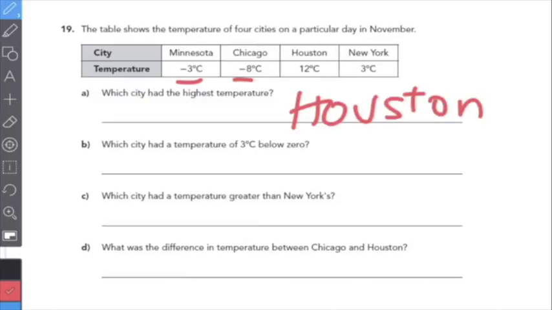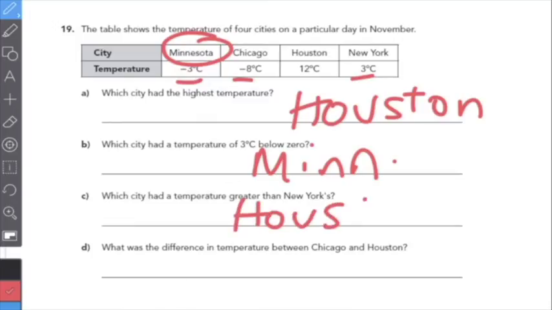Which city had a temperature of 3 degrees below 0, so negative 3? And it says Minnesota, and Minnesota is not a city, but we're going to write Minnesota anyway. Which city had a temperature greater than New York's? If you look at New York's 3, it has to be Houston. And what's the difference in temperature between Chicago and Houston? So Chicago is negative 8. Houston is 12.